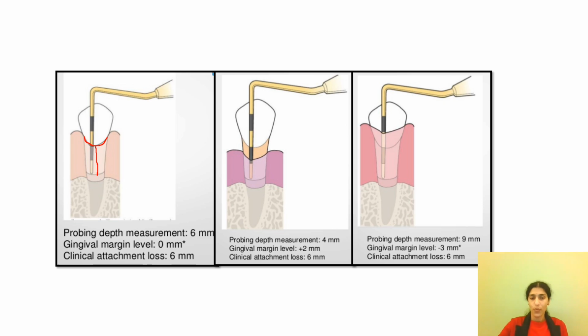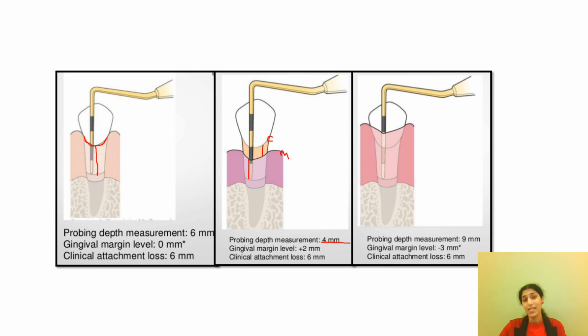The second situation is where the gingival margin is below the level of the CEJ. So this is the CEJ and this is the gingival margin. Now there is a difference between the level of the gingival margin and the CEJ. Let us say the probing depth measurement is 4 mm, as given here. That means from here to the base of the pocket, from the gingival margin to the base of the pocket, is 4 mm. The difference from the CEJ to the gingival margin is 2 mm.